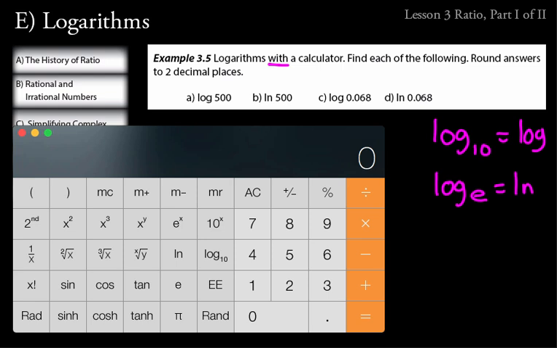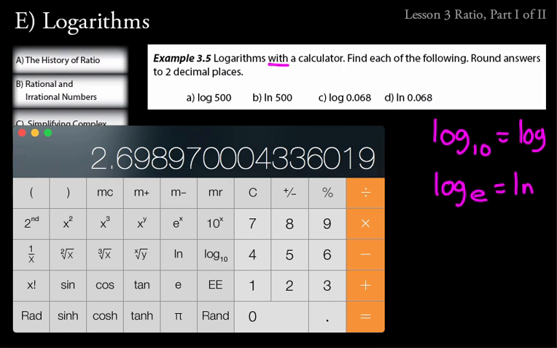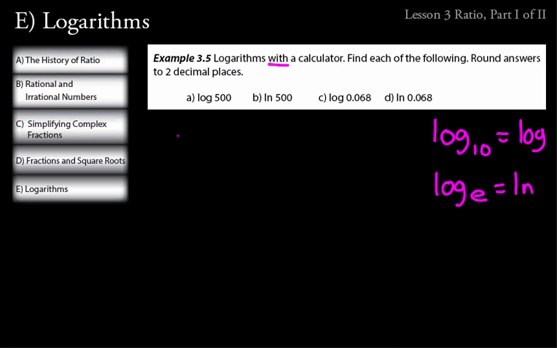Example 3.4 was more about understanding what logarithm means. So looking at A, what you would do is type in 500 and then hit log base 10. And the example says to write the answers to 2 decimal places. So this one is 2.69897, so that would round to 2.70. So we'll just say A is 2.70.